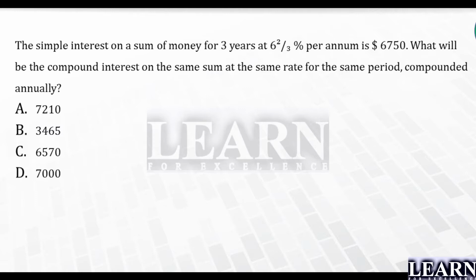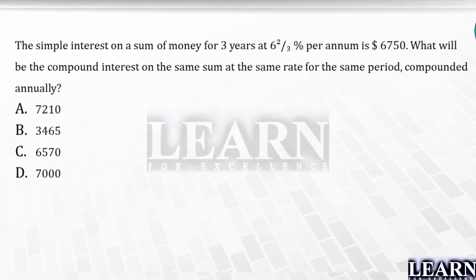Okay, let's have a look at the question. The simple interest on a sum of money for 3 years at 6 2/3% per annum is 6,750. What will be the compound interest on the same sum at the same rate for the same period, compounded annually?